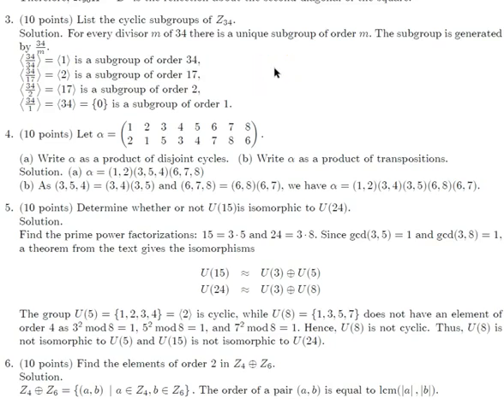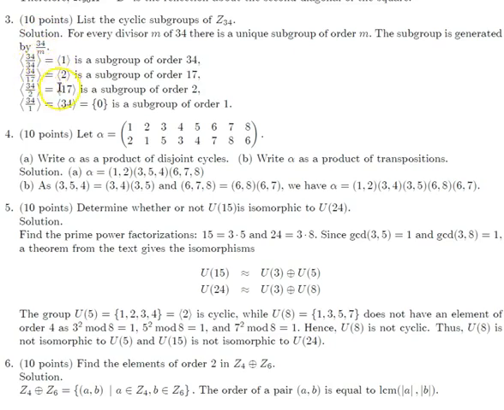Problem 3. List the cyclic subgroups of Z34. Z34 consists of the numbers from 0 to 33, and its operation is addition mod 34. We know that this group is cyclic, generated by 1. So the fundamental theorem for cyclic groups describes all subgroups. For every divisor M of 34, there is a unique subgroup of order M, and that subgroup is generated by the number 34 divided by M.